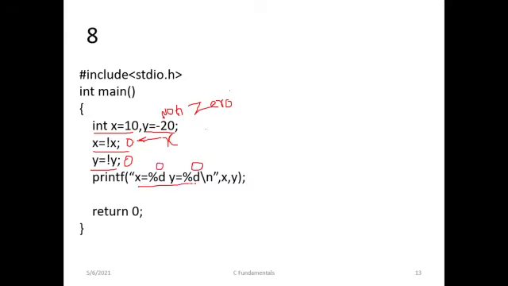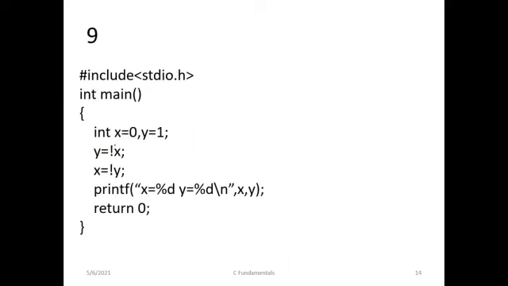So this will be the output. Next, x is 0, y is 1. It's all declared and initialized, like x is 0 and y is 1. Now y is equal to not x. X is 0, so not x is 1. X is not y. So y is actually 1 here, and you should not take this one, you have to take this one. So y is 1.